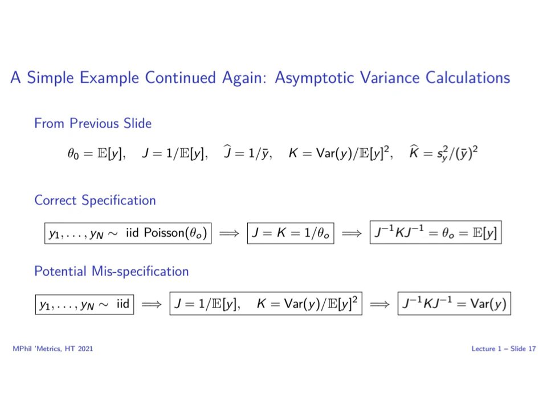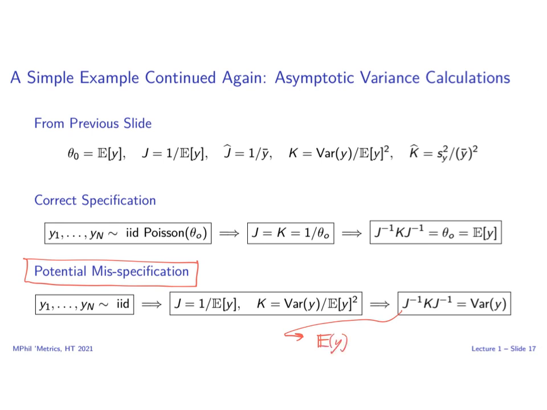Now, what if the model is wrong? Well, in that case, our calculations from the previous slide still go through, but we no longer have equality between J and K, because the information matrix equality does not apply. In this case, J equals 1 over the expectation of y. So the inverse of J is just equal to the expectation of y.